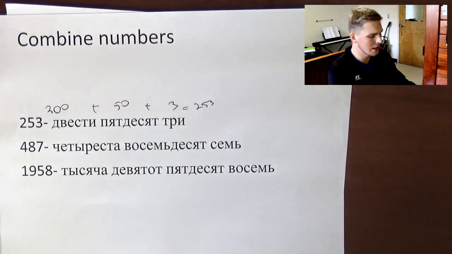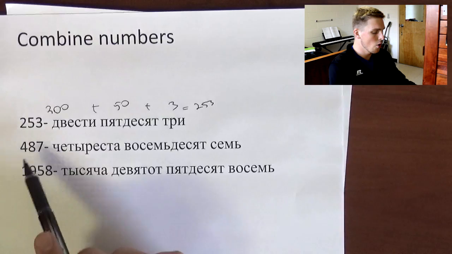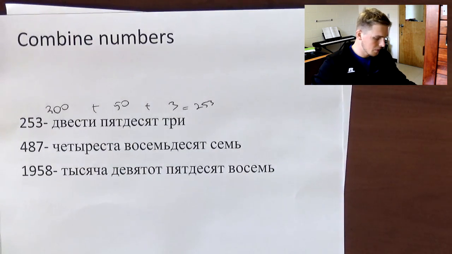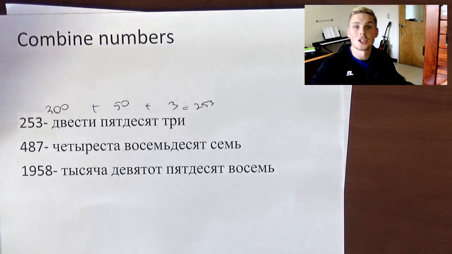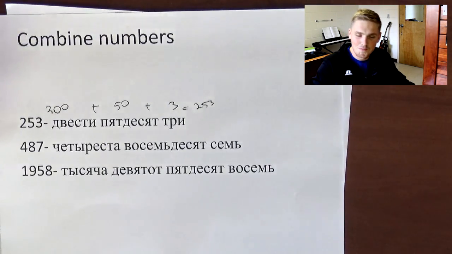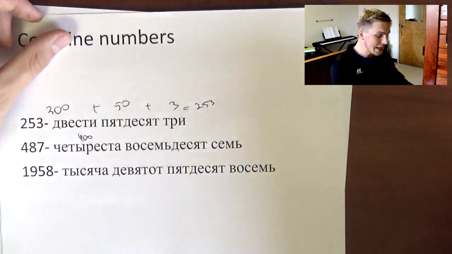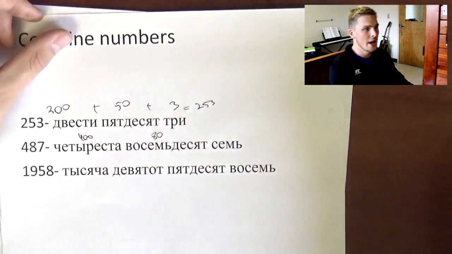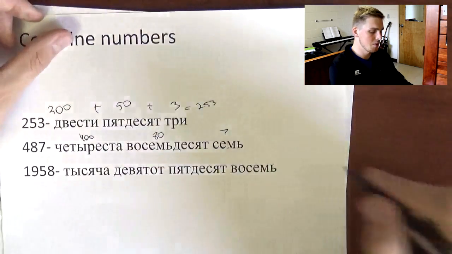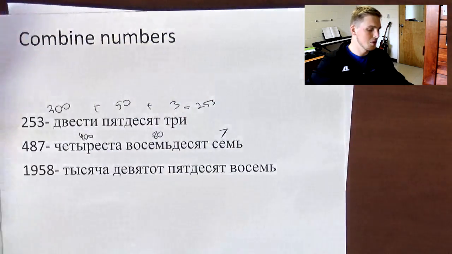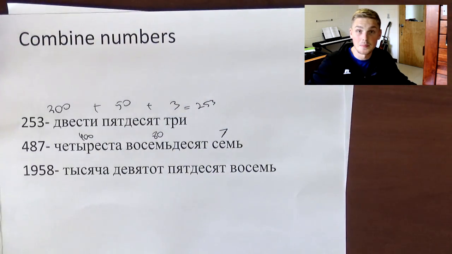And then let's look at another number, which is 487. In Russian, it's going to be 487. I know it's going to be hard to pronounce, but if you want to speak Russian, you will have to get over this difficulty. So 400 is going to be 400. 80 is going to be 80. And then finally 7 is going to be 7. So it's going to be 487.